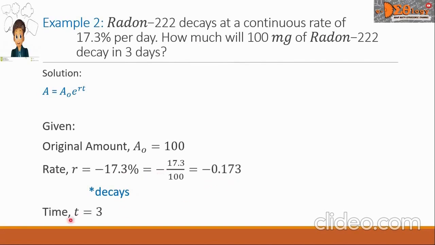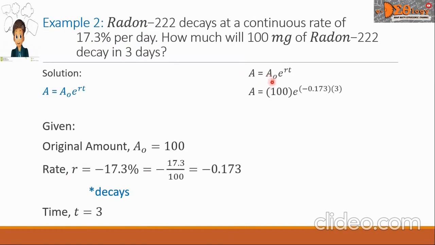Next is the time, denoted by T, and this is equal to 3. Let us check again that the units of measurements for the rate and the time must be the same. So the rate is per day and our time is 3 days. So we are sure that they are the same. We can now proceed with our computation. Listing again our formula, and let us do the substitution.